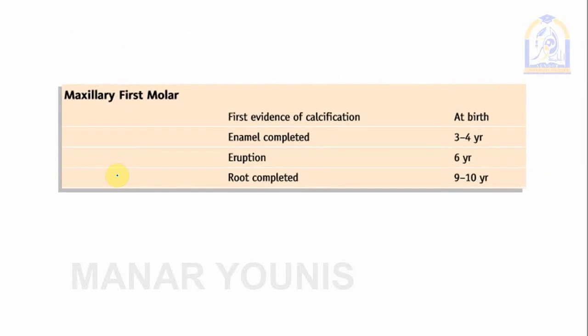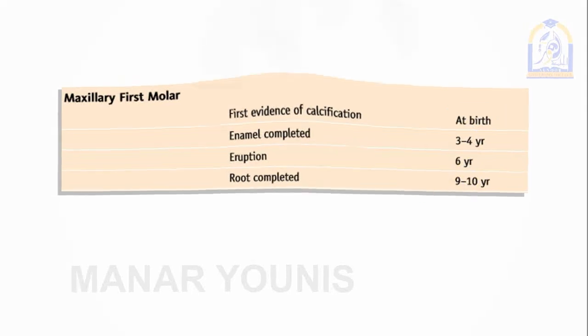Regarding the chronology of the maxillary first molar, the first molars, whether maxillary or mandibular, show the first evidence of calcification at birth. So the first primary tooth to show evidence of calcification are the first molars. The crown is completed at 3 to 4 years, eruption is at 6, therefore it's called the 6-year molar, and root is completed 3 years later, at about 9 to 10.